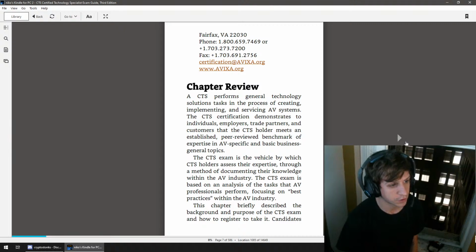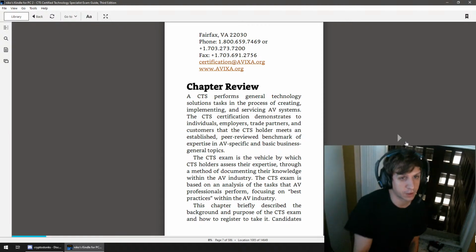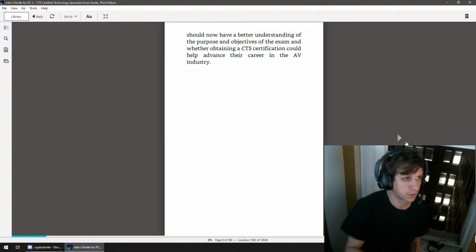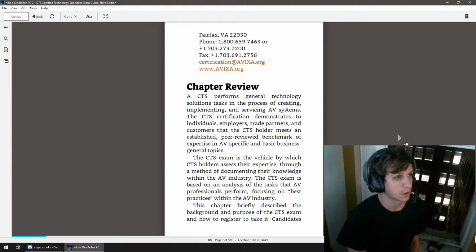This chapter briefly described the background and purpose of the CTS exam and how to register to take it. Candidates should now have a better understanding of the purpose and objectives of the exam and whether obtaining a certification could help advance their career in the AV industry.